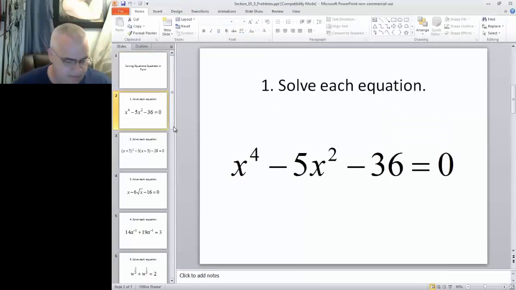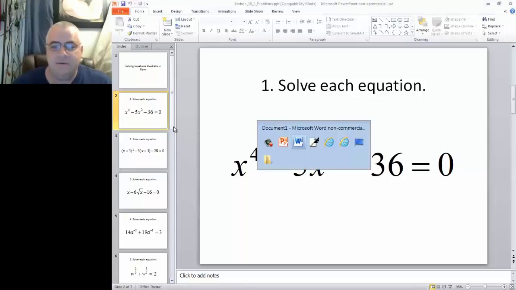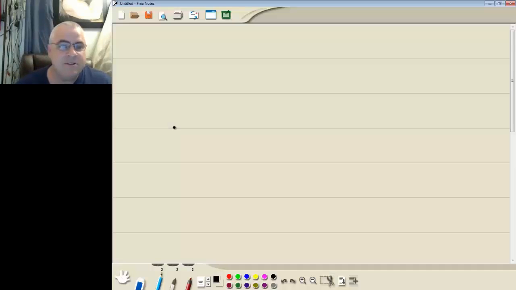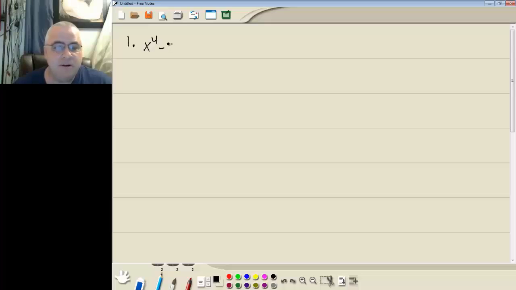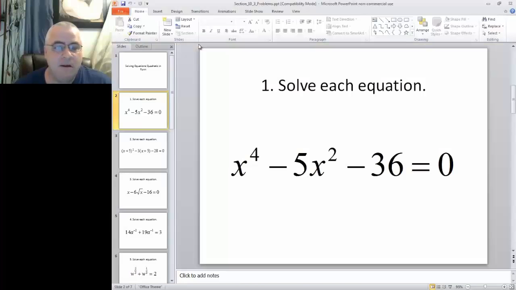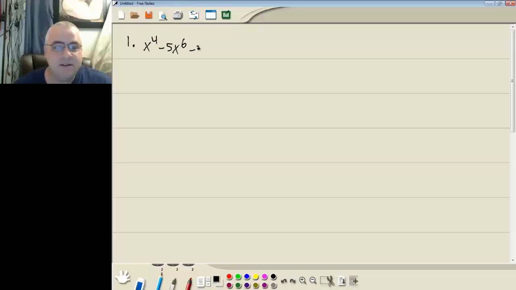So let's take a look at our first one. And then we'll talk about the vagueness of each of those steps as we look at our first problem here. So I got x to the 4th minus 5x squared minus 36 equals 0.